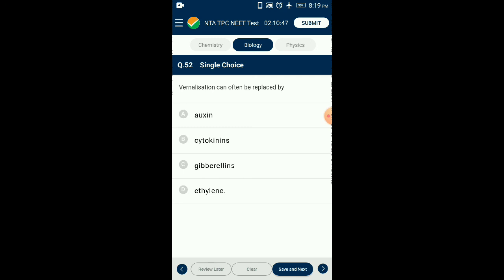Question number 52. Vernalization can often be replaced by. Vernalization is an exposure of plants to a certain degree of cold conditions to make them flower or break seed dormancy. For example, in Hyoscyamus niger, a cold-requiring long day plant, when treated with gibberellic acid, produced flowers in long day condition without cold treatment. The exposure to gibberellic acid made the plant produce the hormone vernalin, which induces flowering in the plant. So the answer is option C, gibberellin.